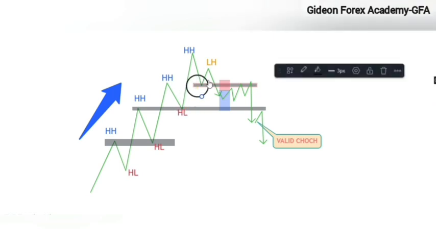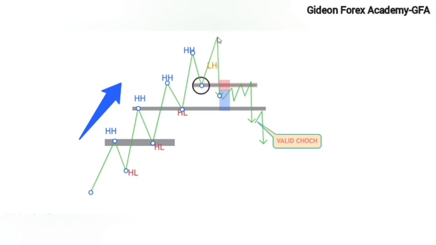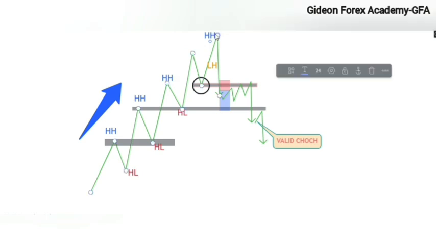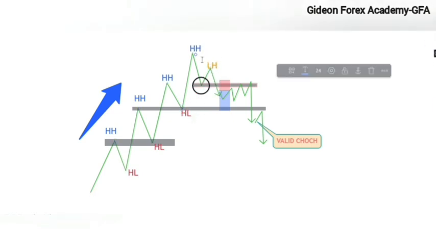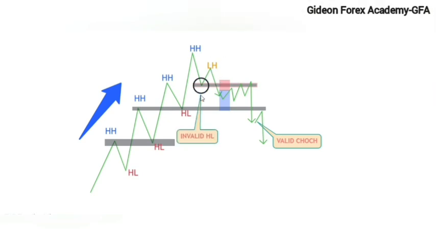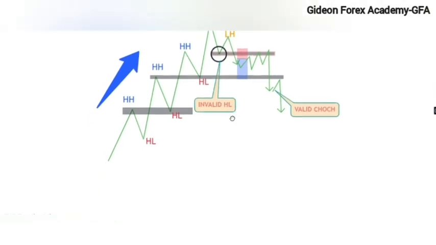But this was not a valid higher low, this one. Why? Because after this swing low, there was a lower high created instead of a higher high. If this created a higher high, then this would be a valid higher low. But that did not happen. It created a lower high. So this cannot be a valid higher low. That is very important. So this is an invalid higher low. It's not considered. This one here.